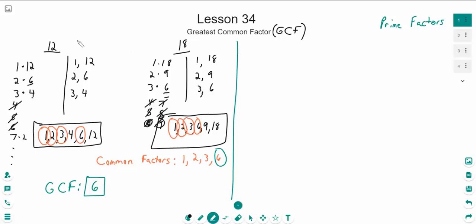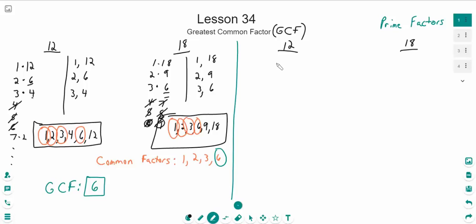All right, so a 12 and an 18, we start by taking those two numbers and we're going to break them down into their prime factors. Here we broke them down into all of their factors. All right, but here we're actually going to break them down into the prime ones.